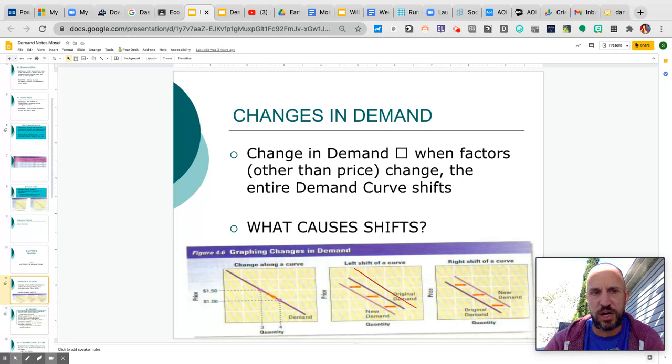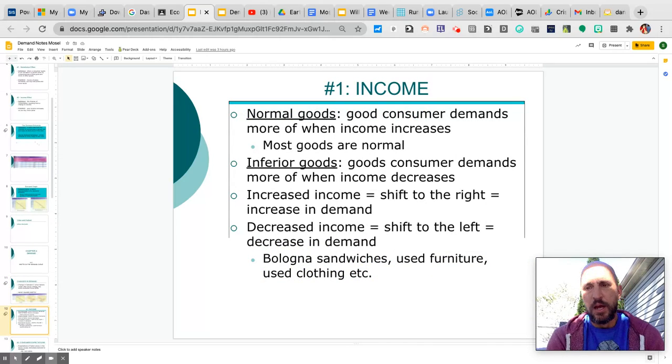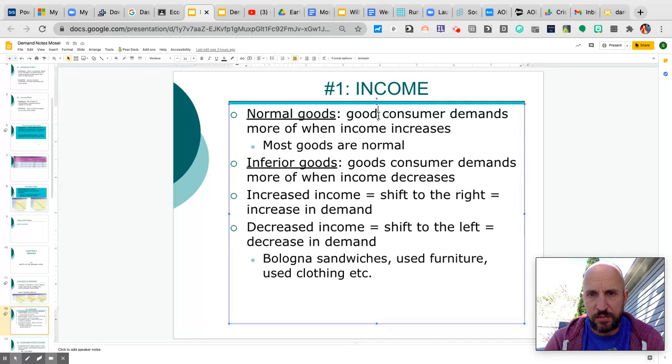So what's going to change our demand? All right, so we have 2 types of goods, and goods are things people buy or use. So first thing we have what's called normal goods. These are goods consumers demand more of when income increases, and it should say goods right here. I'm not sure why it doesn't. Goods consumers demand more of when their income increases. So most goods are normal.